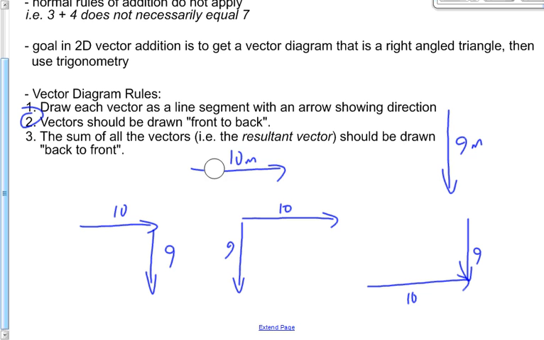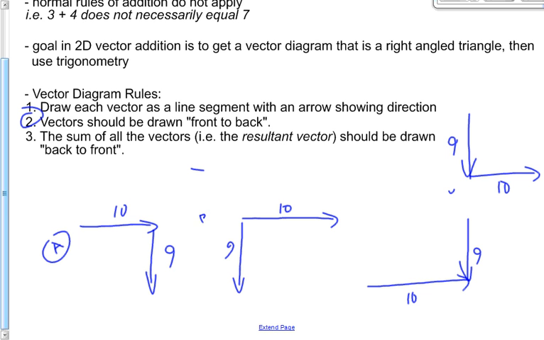Running out of space here. The 4th one's going to be up here. Okay, so we've got options A, B, C, and D. Is A a correct option? Can I draw it that way? Is A a good vector diagram? Sure it is. How do you know it's a good vector diagram? Yep, good. It's drawn front to back. The front of the 10 is drawn to the back of the 9.